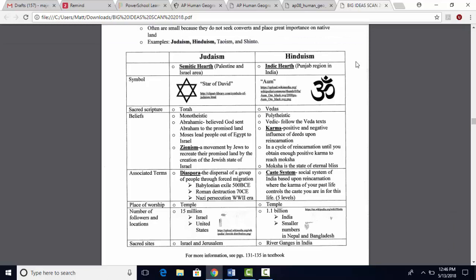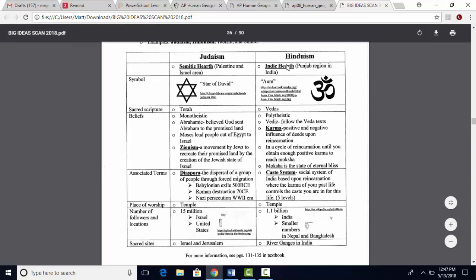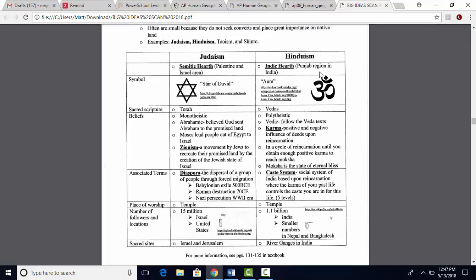Another famous ethnic faith is Hinduism. That obviously was founded in India in what's called the Indic hearth. If you remember, their symbol is the Aum. And it looks kind of, if you ask me, like a Roman numeral 30, right, with a little umlaut over it. Anyways, their sacred scripture, if you remember, is called the Vedas. They are a polytheistic faith, so that's a big difference between them and Judaism. They're the oldest known faith that's still around, and they are polytheistic as well.